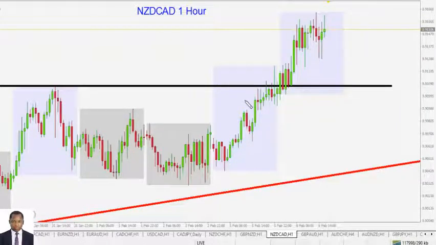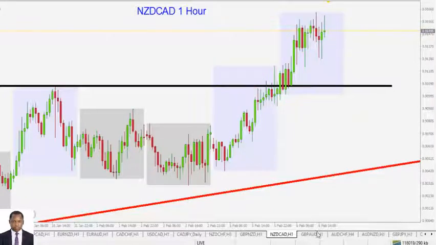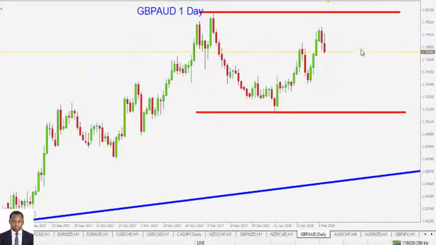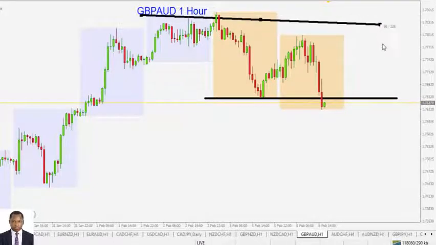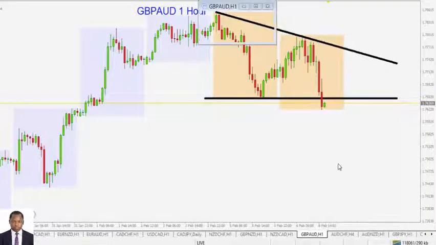Yes, we talked about euro against Australian dollar already. New Zealand dollar against the Canadian dollar, very bad price behavior. Okay, sterling pounds against Australian dollar. Weak sterling pounds. Key level of support here. Okay, nothing to trade here.